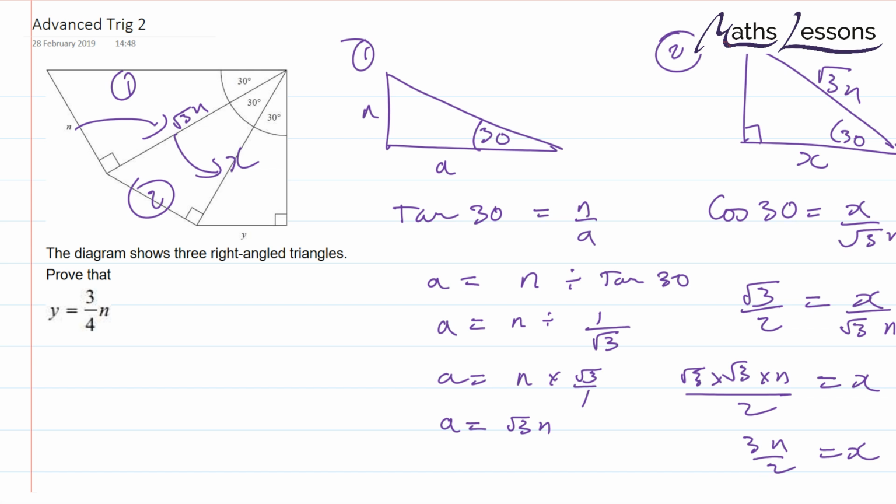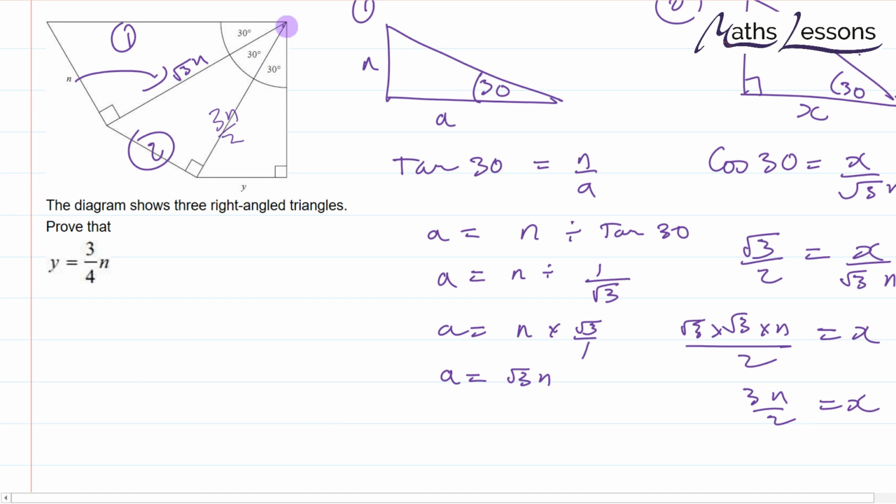So I can now rub that out, and I can put in 3n over 2. Now I'm going to move on to that triangle there, and I'm going to just draw that over here so I can keep it all on the same screen. So I've got 3n over 2, and I've got y, and I've got 30. So I've got the opposite, and I've got the hypotenuse. So sine of 30 will equal the opposite over the hypotenuse. So it's divided by 3n over 2.